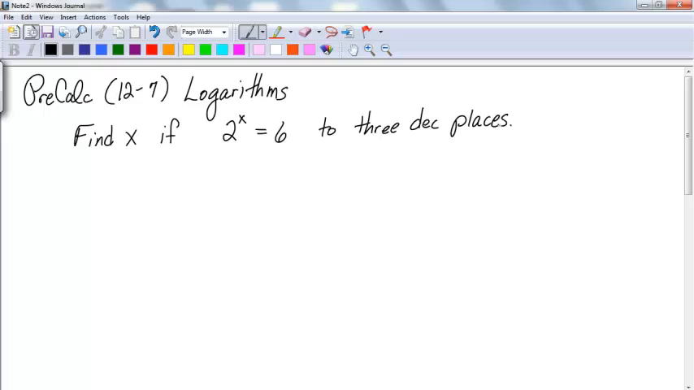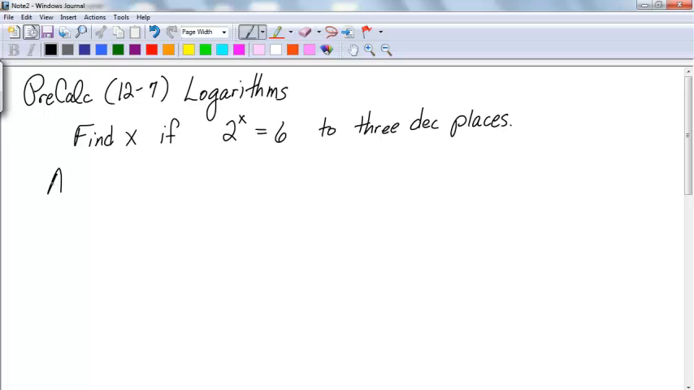Okay. You might estimate that and say, okay, I know 2 squared is 4. I know 2 to the third is 8, so it's got to be somewhere in between 2 and 3. But I want it to 3 decimal places. Okay? We'll come back to that problem.